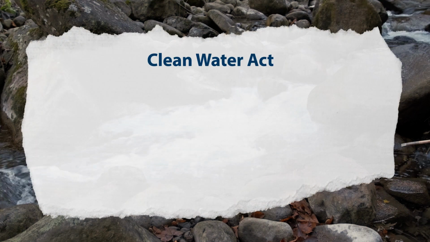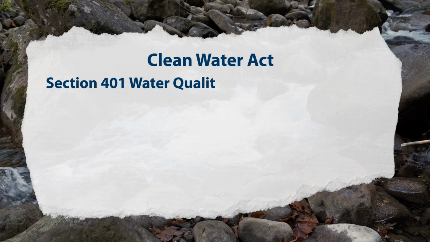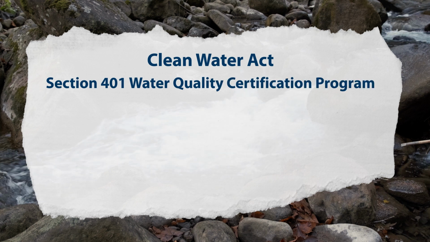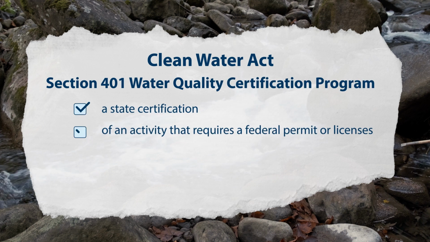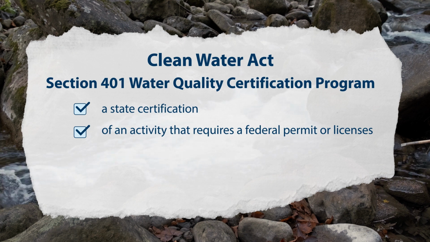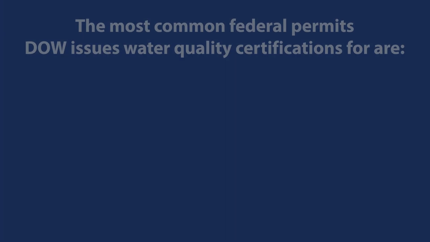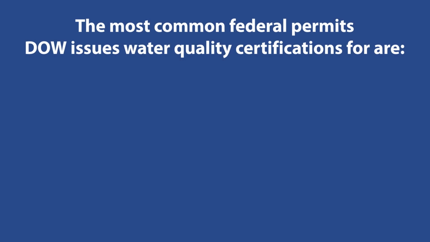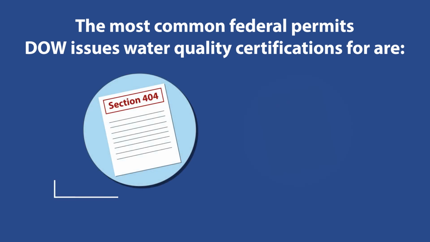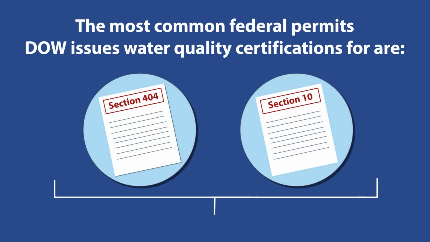Under the Federal Clean Water Act, the Section 401 Water Quality Certification Program is a state certification of an activity that requires a federal permit or licenses for activities that may result in a discharge into waters. The most common federal permits that the Division of Water issues water quality certifications for are the U.S. Army Corps of Engineers Section 404 and Section 10 permits.